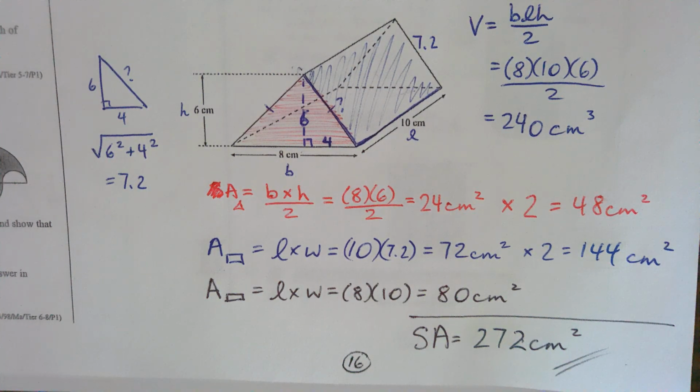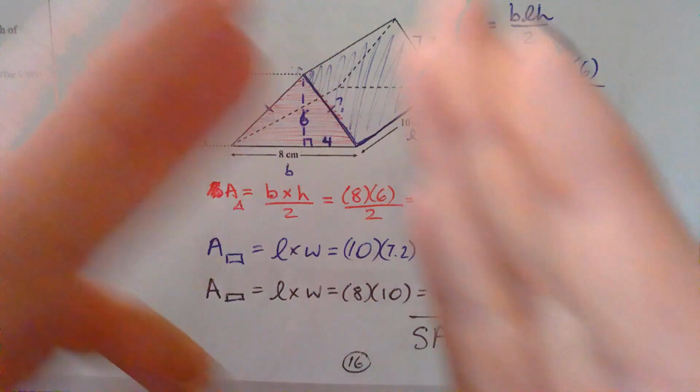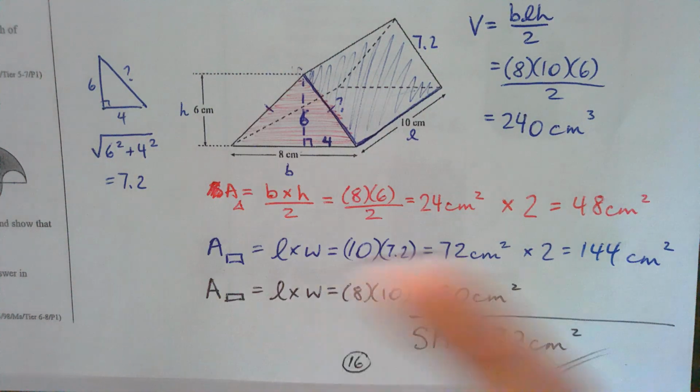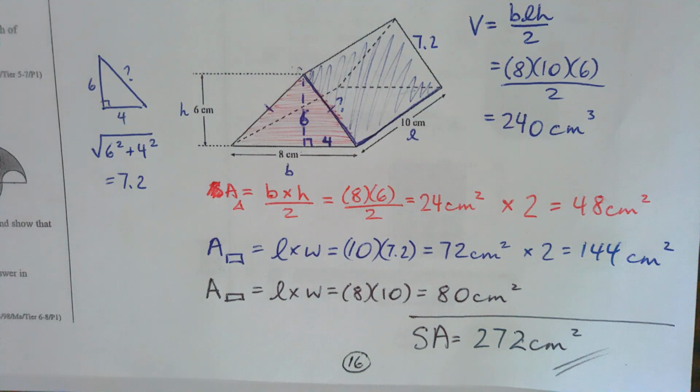So if you see this question on the test, how many of you think you can do it? Okay. So you see, the math itself is not hard. You just have to make sure you know which side you are doing. Have a clear mind that, okay, I have two triangles, I have two rectangles, and one more rectangle on the bottom, and then do that.